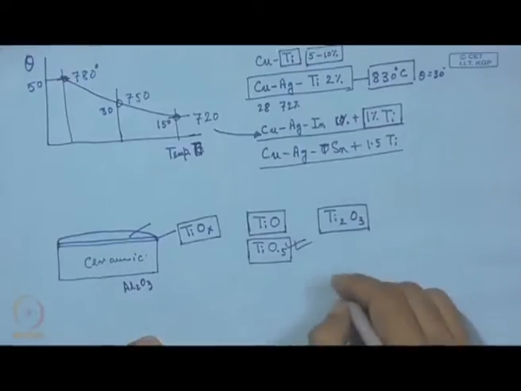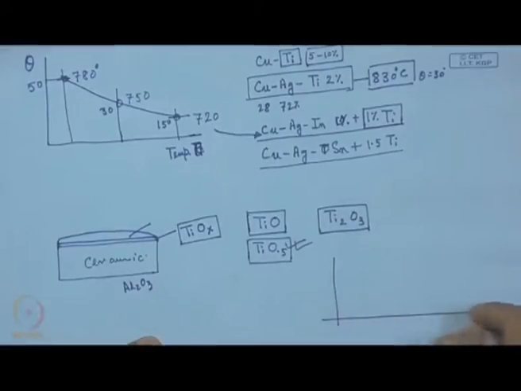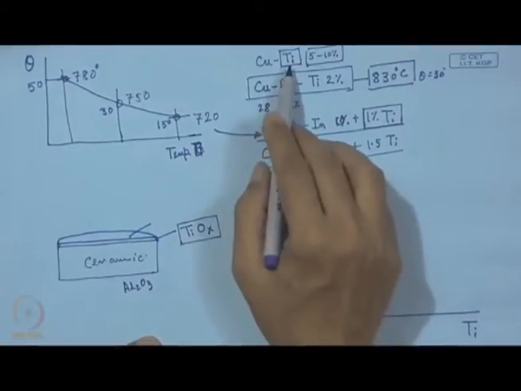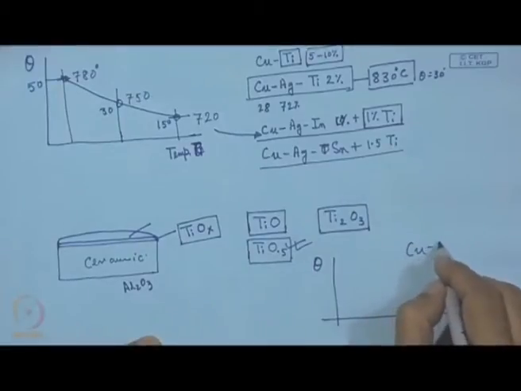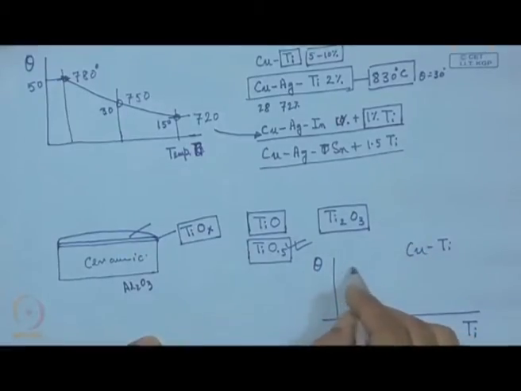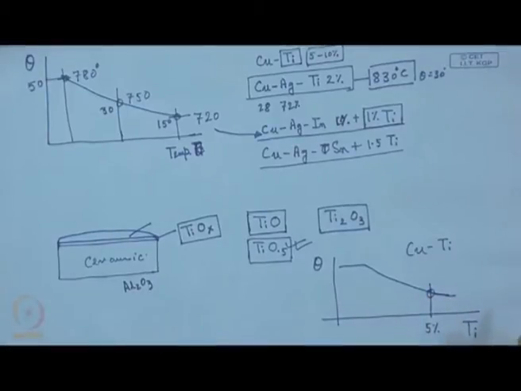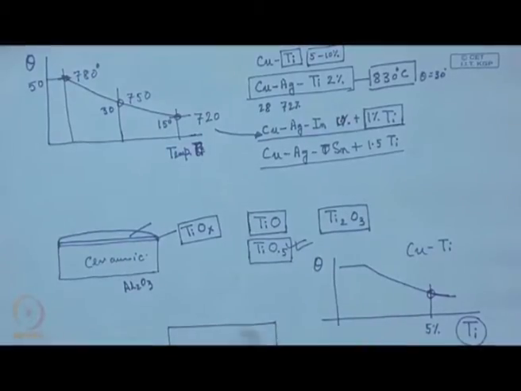So, if we just plot here theta against titanium with this copper, now here it is a copper titanium system. So, we can find that it is something like this. Good wetting comes at around 5% of titanium, and in this case, because of this high amount of titanium, we get a thick reaction layer over this surface.